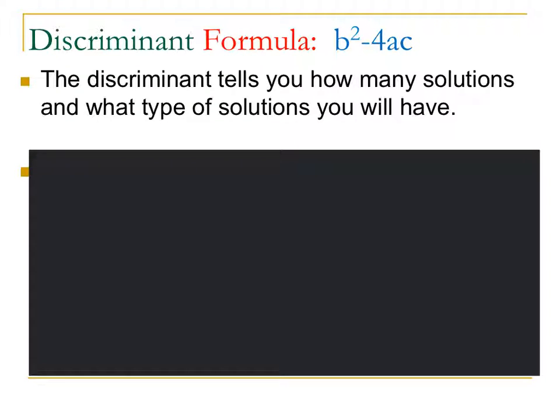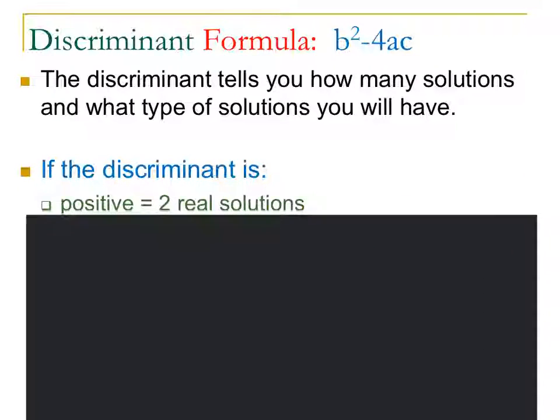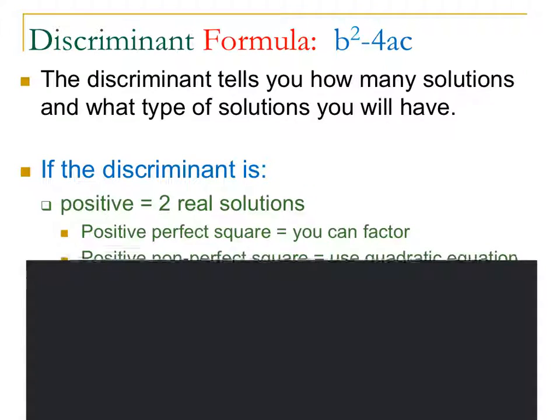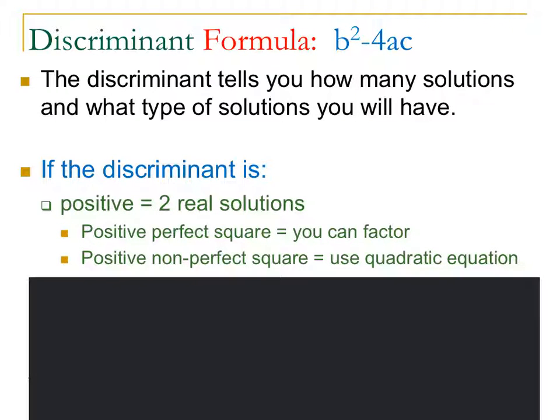So first thing we're going to talk about is the discriminant, and the discriminant is actually part of the quadratic formula. It's the b squared minus 4ac part, and the discriminant will tell you different things about the kinds of solutions that you'll have. So if your discriminant ends up being positive, what that means is that you're going to have two real solutions. If your discriminant is a positive perfect square, it means you could have factored, or if it's a positive non-perfect square, you would want to use your quadratic formula.